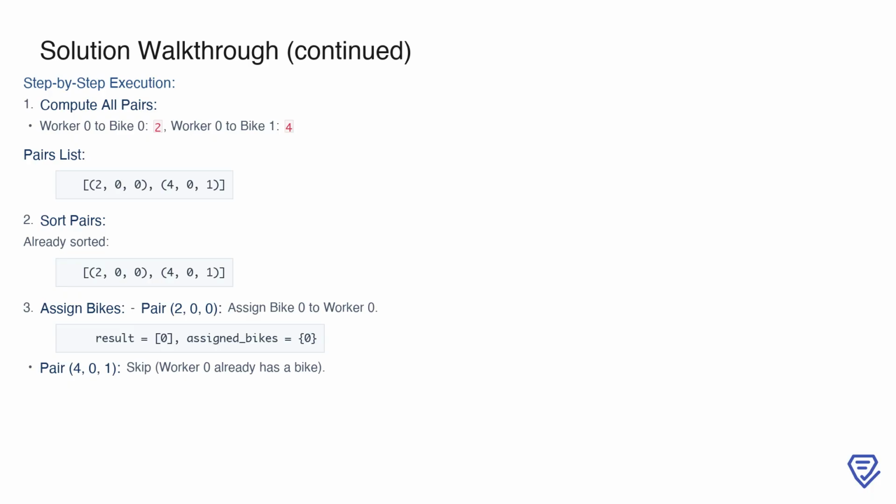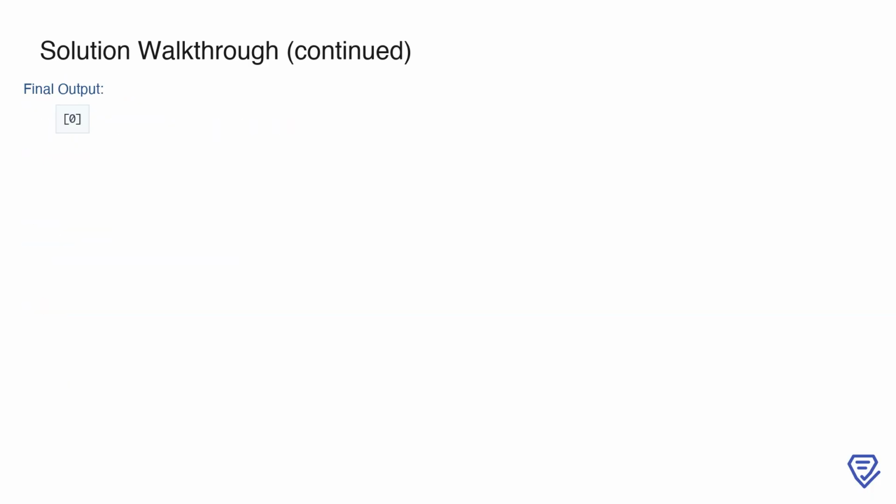Now we assign bikes starting with the first pair, 2, 0, 0, which assigns bike 0 to worker 0, updating the result to 0, and marking bike 0 as assigned. The second pair, 4, 0, 1, is skipped since worker 0 already has a bike. The final output for this example is 0, indicating that worker 0 is assigned bike 0. This demonstrates how the algorithm handles cases with fewer workers and bikes, ensuring correctness and efficiency regardless of input size. By systematically computing distances, sorting pairs, and assigning bikes, we achieve optimal assignments in all scenarios.